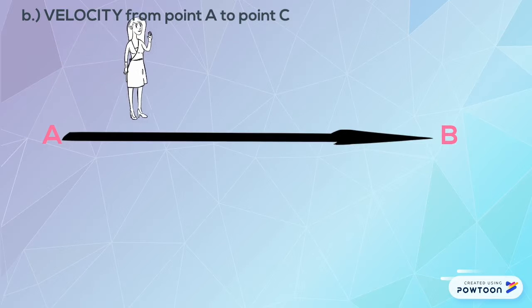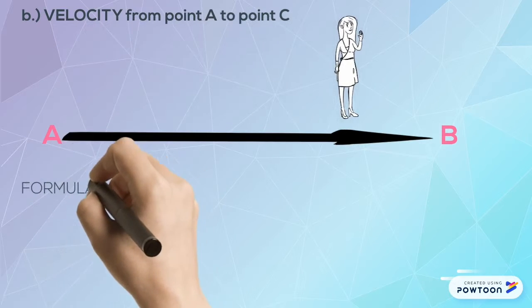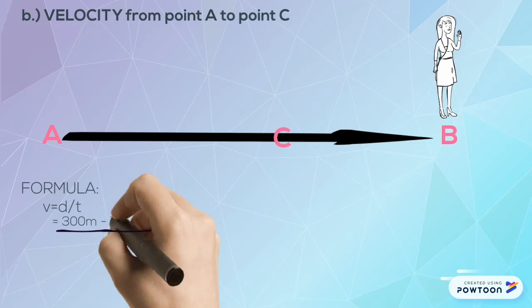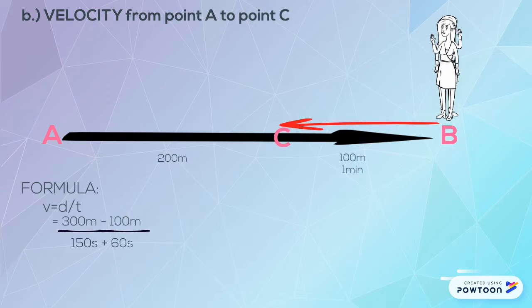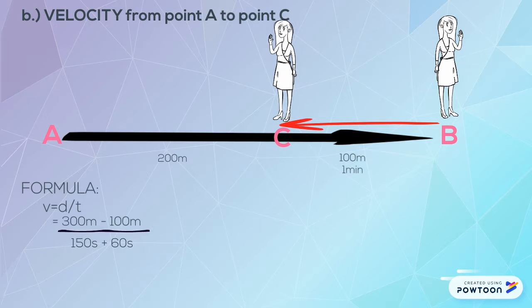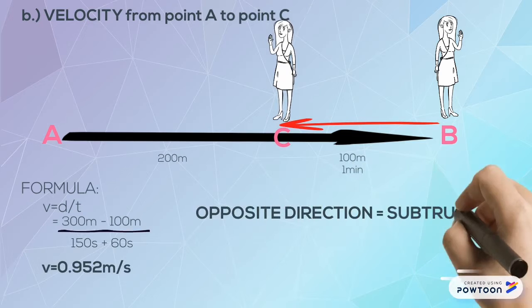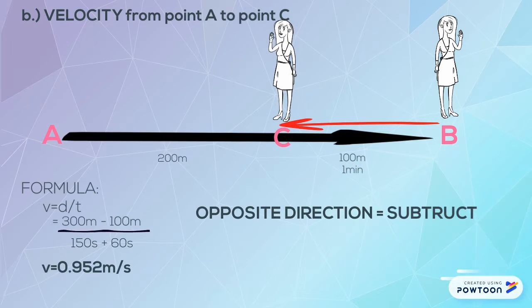Let's now solve for the velocity. 300 meters minus 100 meters. Why? Look at the drawing. The 300 meters is going to the right, while the 100 meters is going back to the left. If there's a change in direction, we must subtract them.